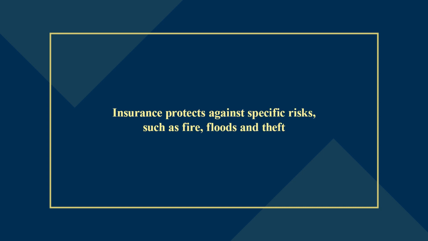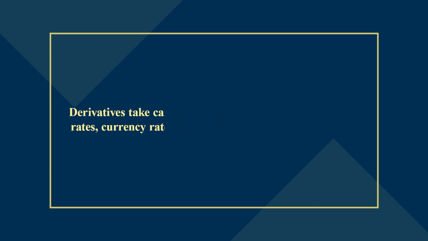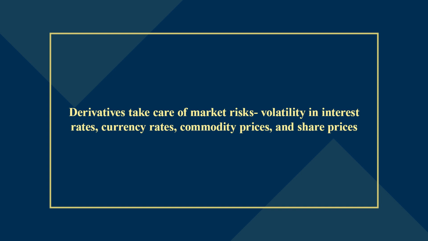Derivatives are very similar to insurance. Insurance protects against specific risks such as fire, floods and theft. Derivatives, on the other hand, take care of market risk volatility in interest rates, currency rates, commodity prices and share prices. Derivatives offer a sound mechanism for insuring against various kinds of risks arising in the world of finance. They offer a range of mechanisms to improve redistribution of risk, which can be extended to every product existing from coffee to cotton and live cattle to debt instruments.